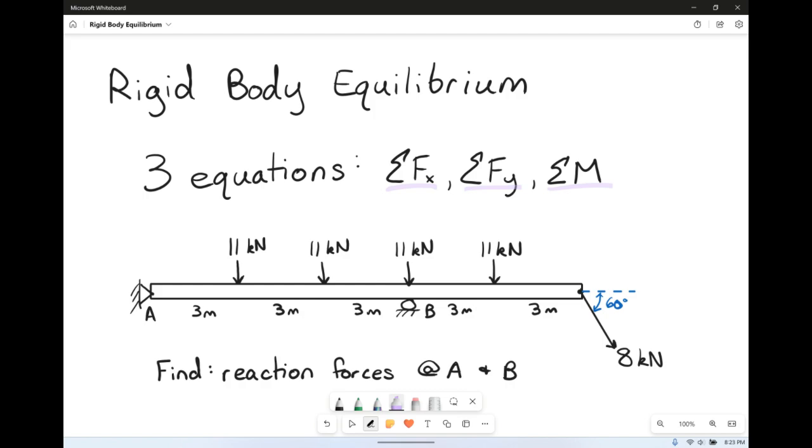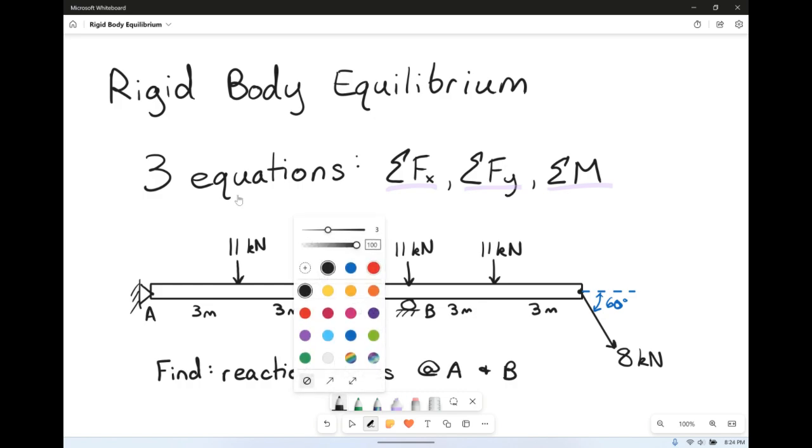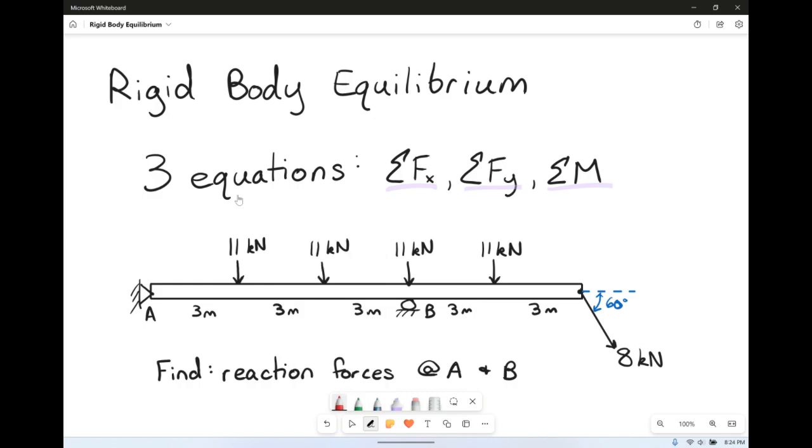So in order to do this, hopefully it's just an easy member, but if it's not, you can always make cuts, break things down, and do it again. But effectively it's the rigid body, so we're looking at the outside of all of the members. In this example, we just want to find our reaction forces at A and B. B is a roller, so he just has a By force. A is a pin, so he'll have an Ay and an Ax force.